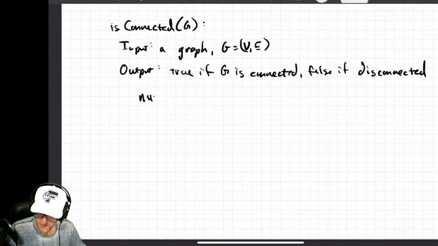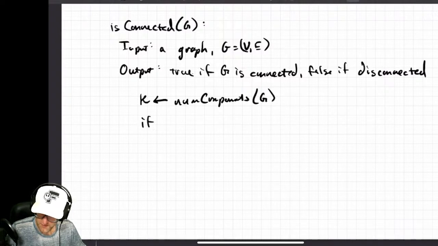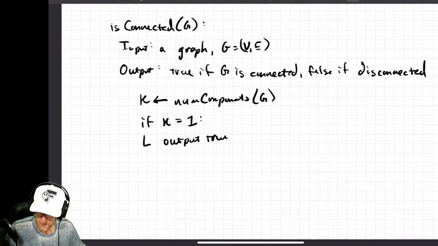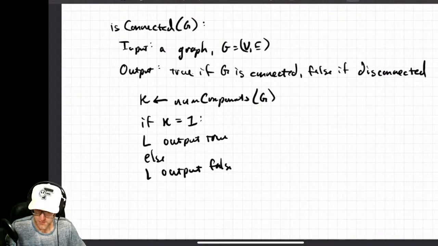So hopefully you see the solution here immediately. Num, or actually I'll just call it K. I'm going to call my num components algorithm that I just wrote. And if K is equal to 1, output true, because there's only one connected component. Otherwise, output false. There's more than one connected component.